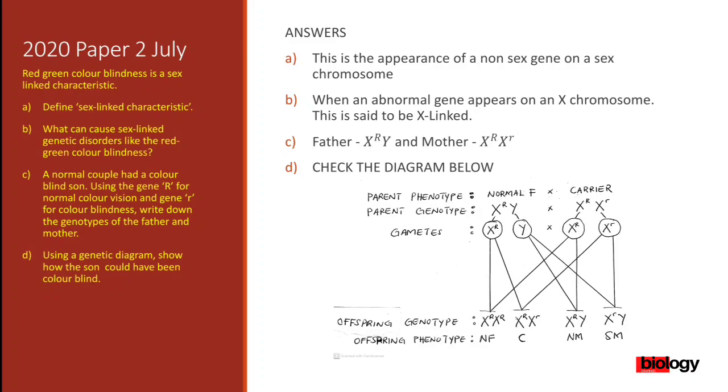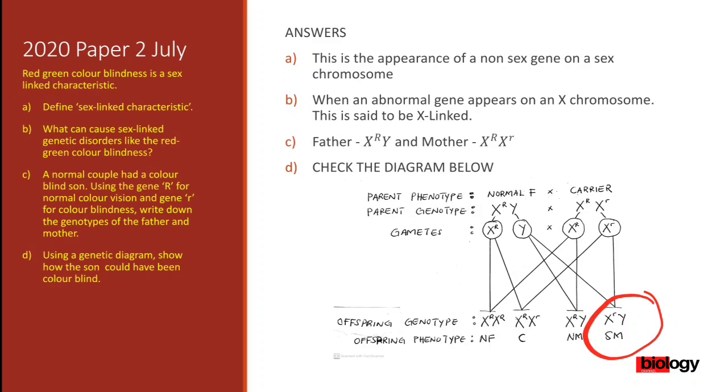Offspring genotype, those are the genotypes as you can see. And then we've got offspring phenotype. So if you check the results under offspring phenotype, we've got a normal male, a normal female, and then we've got a carrier female, then we've got a normal male, and then we've got a sick male, and that's what we're interested in, the sick male. So this proves to us that these two individuals can actually have a son who is sick.